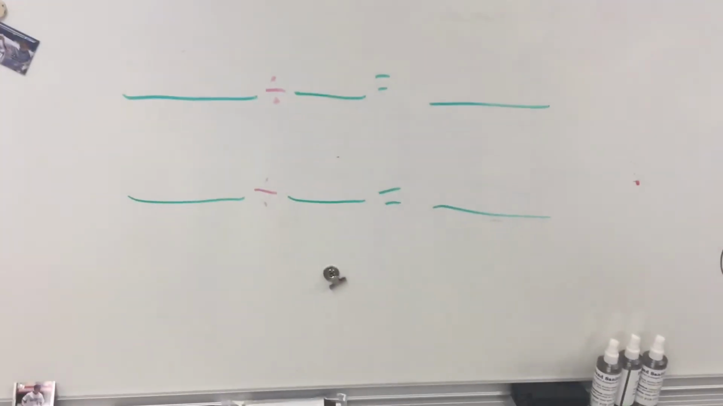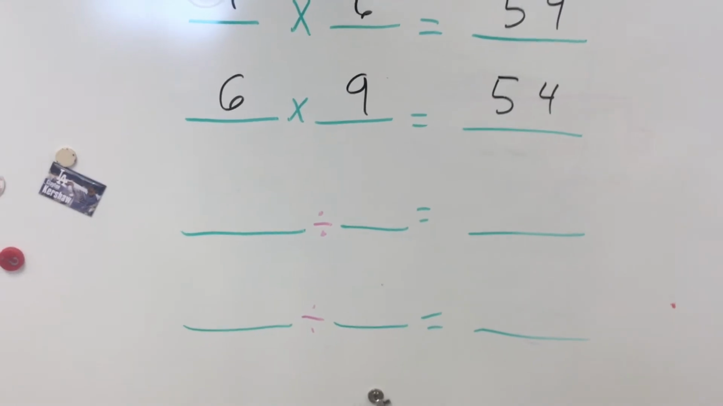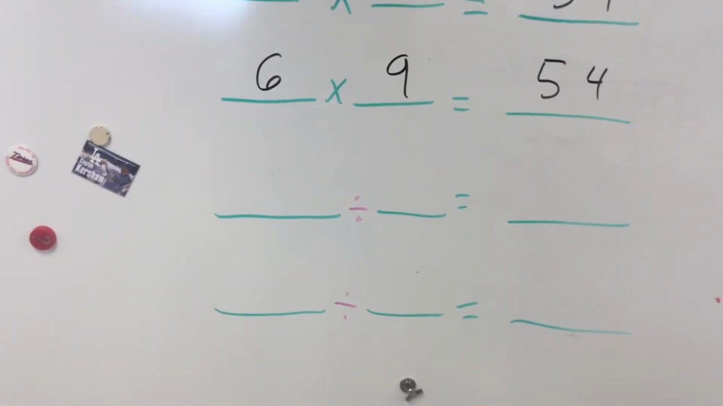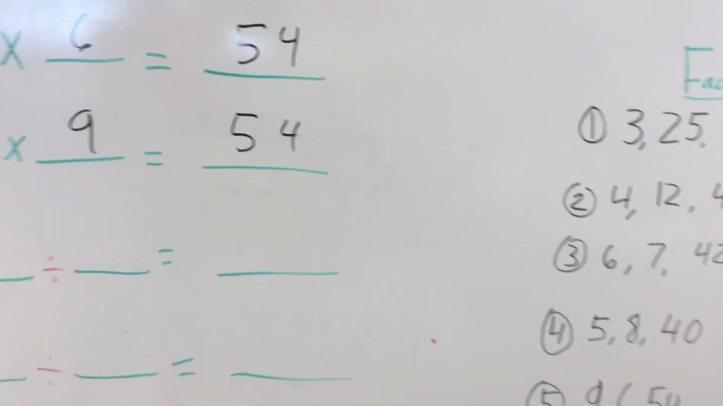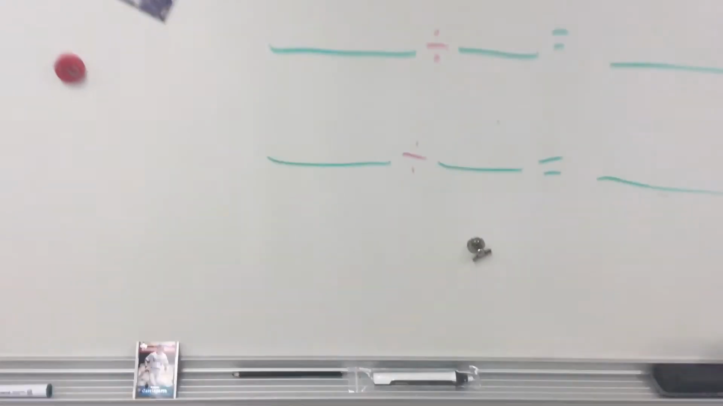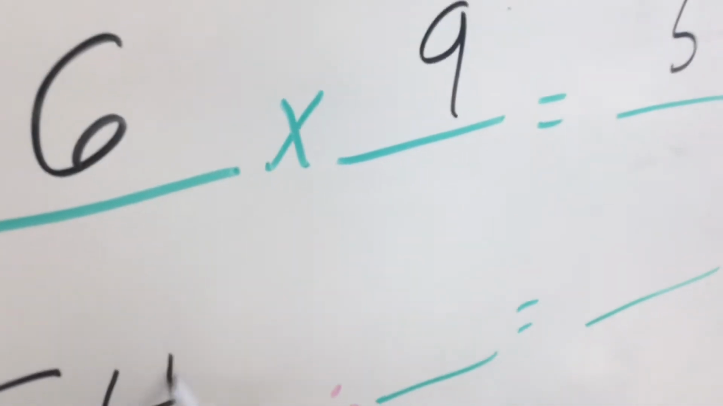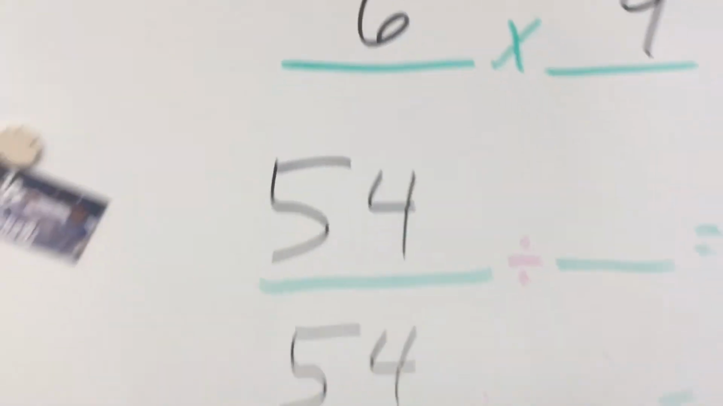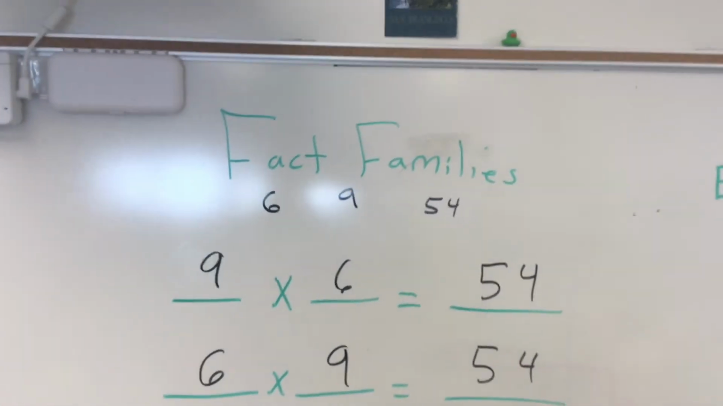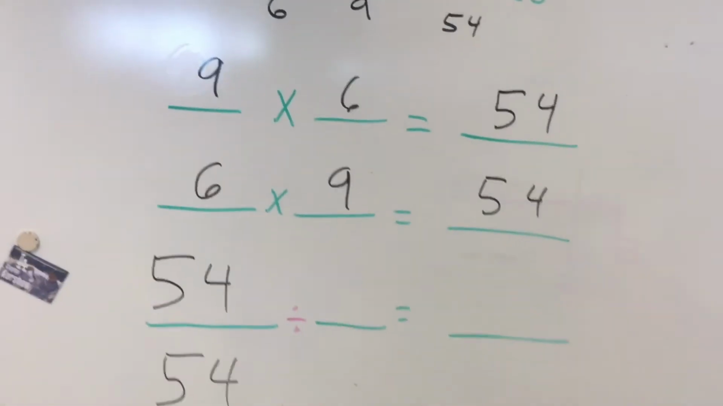Okay, now let's divide. Dividing is the opposite. We're breaking big groups into smaller equal groups. So now my big number goes in the front. So now every time I have a fact family, my biggest number goes to the front. And I still have to deal with my other two numbers. So now there's 54. Well, let's pick 6 or 9.